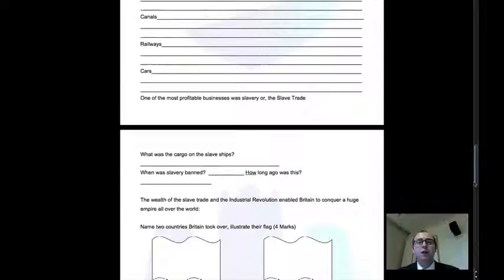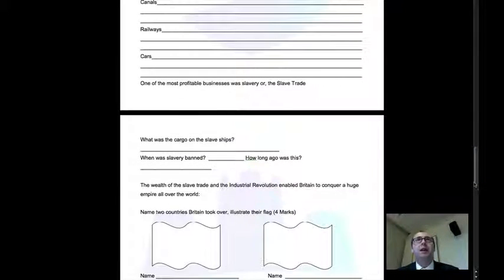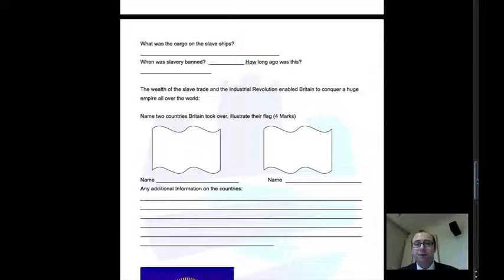We then move on to the first real economic boom of the Industrial Revolution and Imperial Age. That was the business of slavery. I'd like students to complete the questions and then identify, please, 2 countries that Britain took over in their conquest to build an empire. They could colour in the flags of both these countries here, provide the names, and then provide any additional information on those countries that may be of interest.